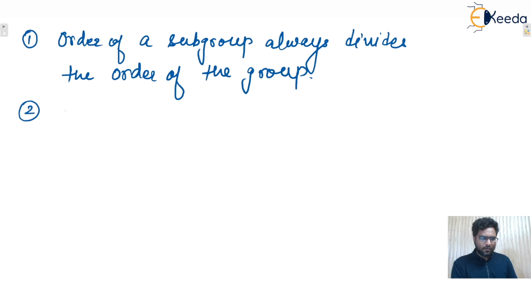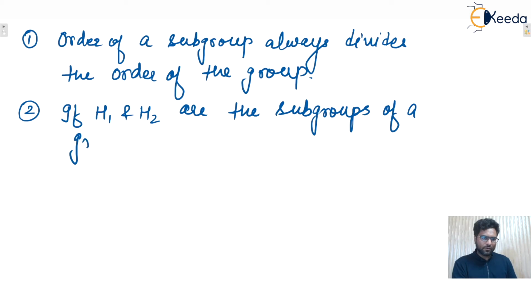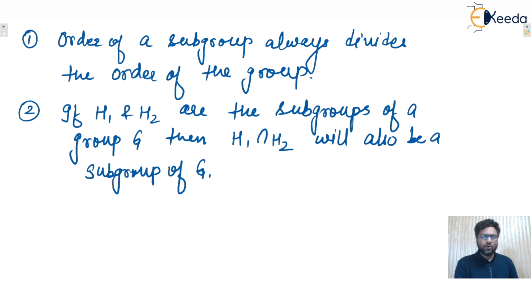Next one, if H1 and H2 are subgroups of a group G, then H1 intersection H2 will also be a subgroup of G. And not only for two subgroups, an arbitrary intersection of subgroups will also be a subgroup, isn't it?